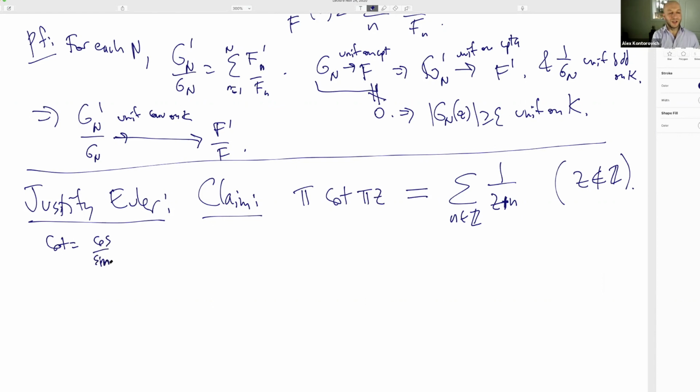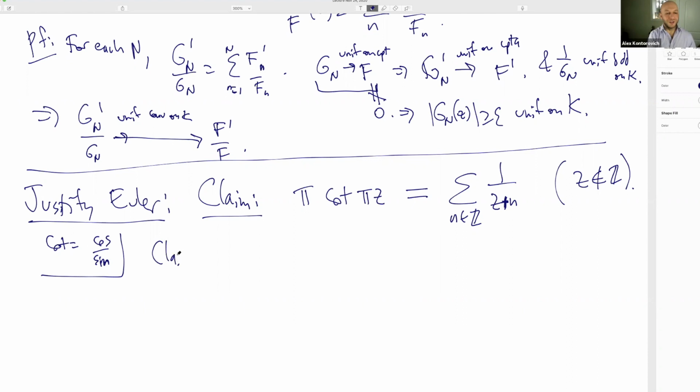So this has poles, and if I put the pi there, we move the poles to the integers. And this function also has poles at the integers, and we're going to prove this claim next time, but I don't want to rush it. Let's see why this would imply Euler.